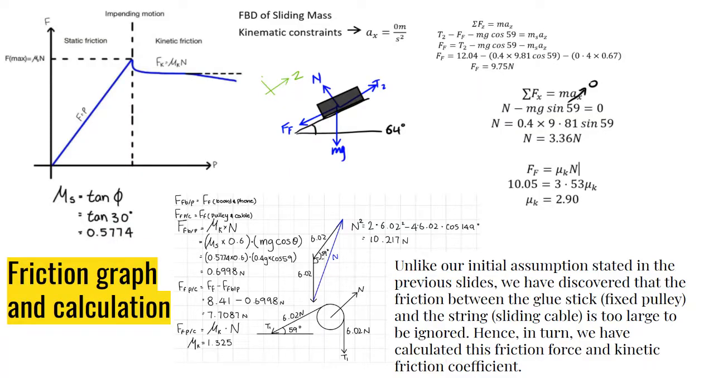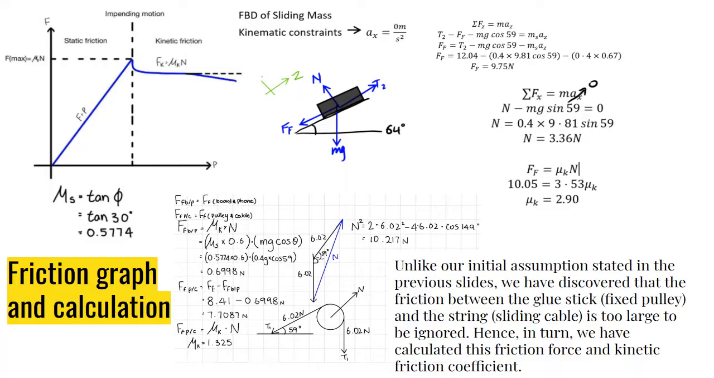On the left of the screen, we have the friction force graph we can expect from the wooden board and the phone. From a simple experiment where we record the angle at which the phone starts to slide on the wooden board, we can calculate the static friction coefficient to be 0.5774. However, as seen from the kinetic friction coefficient calculated on the right of the main experiment, this is significantly larger than the static friction coefficient calculated on the left. We can expect this to be because of the additional friction between the glue stick acting as the fixed pulley and the string acting as the sliding cable.